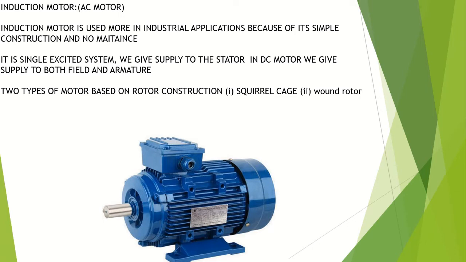And that too, the induction motor is a single excited system, meaning it doesn't require two excitations. If you see the DC motor, it requires supply for the field and supply for the armature, both. But in the single excited system of the induction motor, we have to give supply to the stator only. There are two types of induction motor, based on the rotor construction only. One is squirrel cage, another one is wound rotor. First we will see about the squirrel cage.